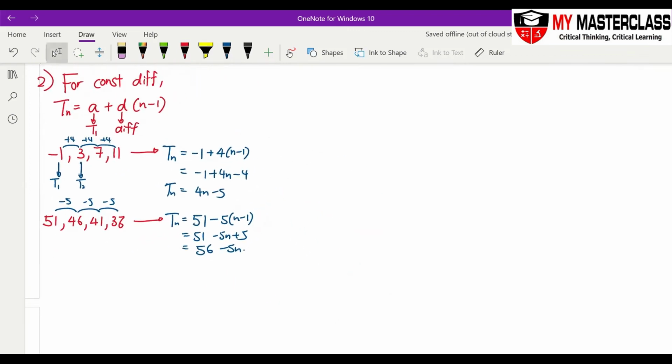Next one, if you see 1, 4, 9, 16, 25. This one is self-explanatory. How do I identify that this is a square number? Can you see that the difference is +3, +5, +7, +9? So I know that this Tn formula is n square. 1 square, 2 square, 3 square, 4 square, 5 square, right? But sometimes maybe you don't get so straightforward.